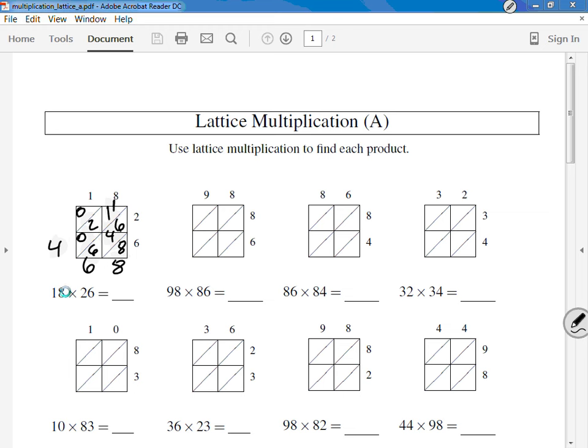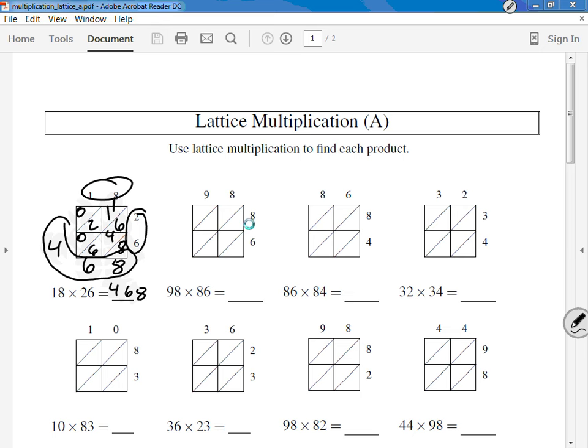I'm going to say 18 times 26 is 468. You see it on my answer here on my box. I have 18 times 26, and then my answer is 468. So wrapped around my whole thing, I have the question, 18 times 26, and I also have my answer. That's the beauty of lattice multiplication. Let's take a look at the second one, 98 times 86.